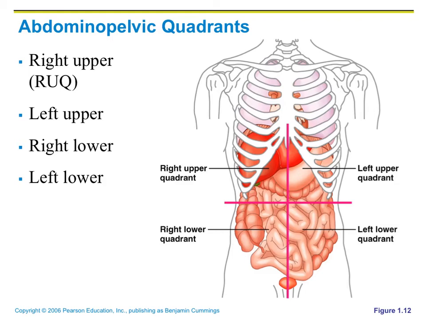The four body quadrants: the right upper quadrant, left upper quadrant, right lower quadrant, and left lower quadrant. For these, I would like you to know examples of principal organs found in each. So in the right upper quadrant, your principal organ found here is the liver. In your left upper quadrant, we have the stomach.